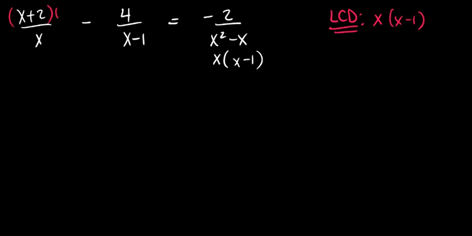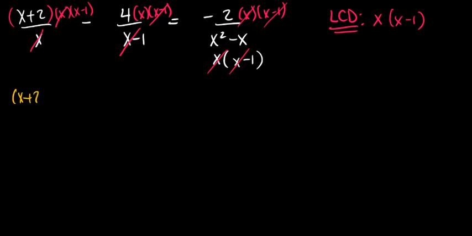And I'm going to multiply the whole equation by x times x minus 1. So remember, the ultimate goal is to get rid of those denominators so that eventually you can solve for x. So what cancels out here? These x's cancel out. Here x minus 1 cancels, and here x and x minus 1 cancel. So what am I left with? I'm left with x plus 2, times x minus 1, minus 4x equals negative 2.